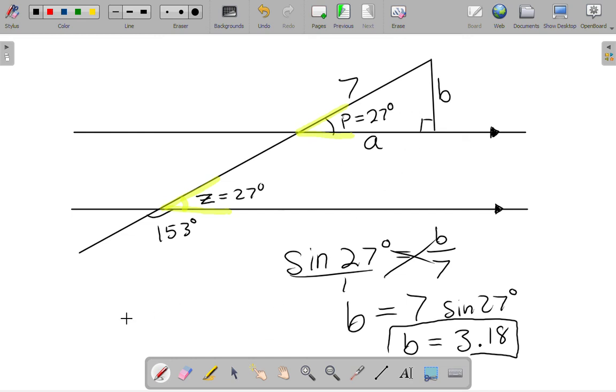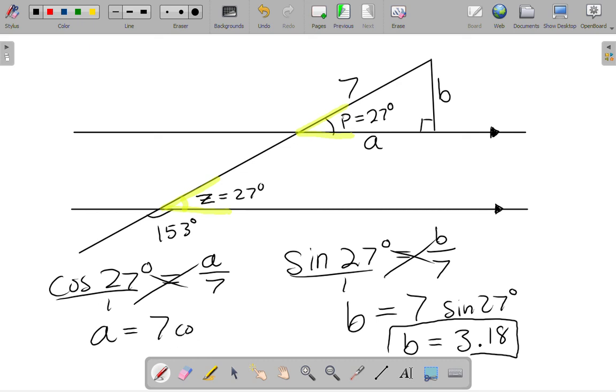All right, so we also need to find A. We can find A by doing cosine. Cosine of 27 degrees equals adjacent over hypotenuse. It's the same thing, we can cross multiply. A times 1 is A. 7 times cosine of 27. Type that in our calculator. 6.24. The book had 6.23.